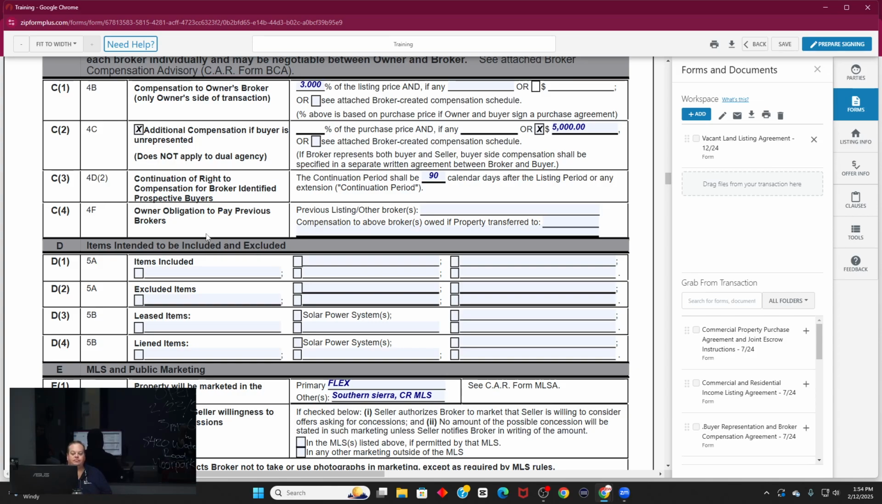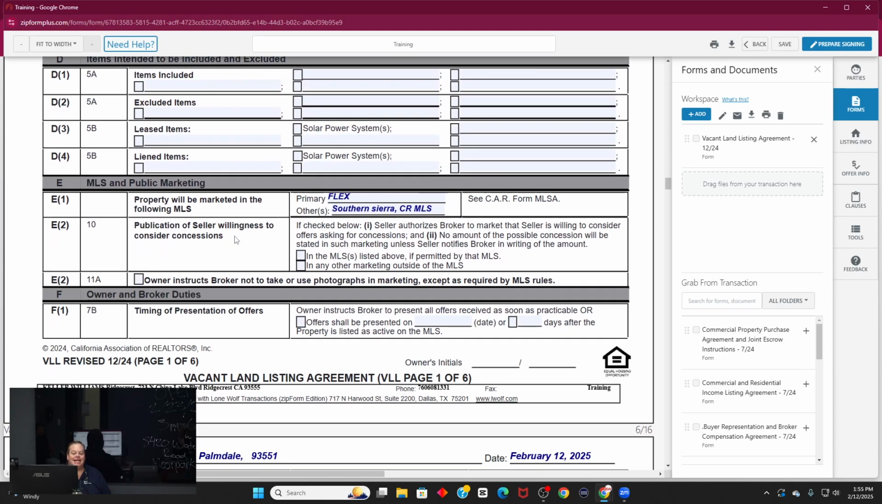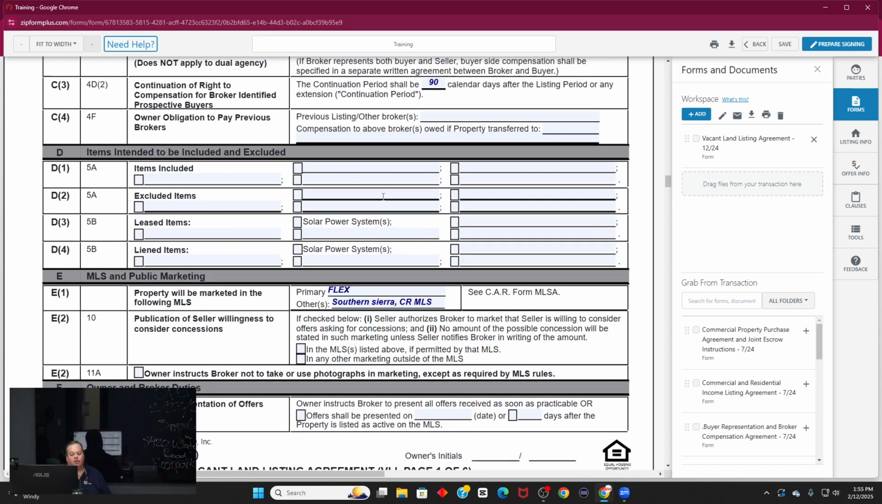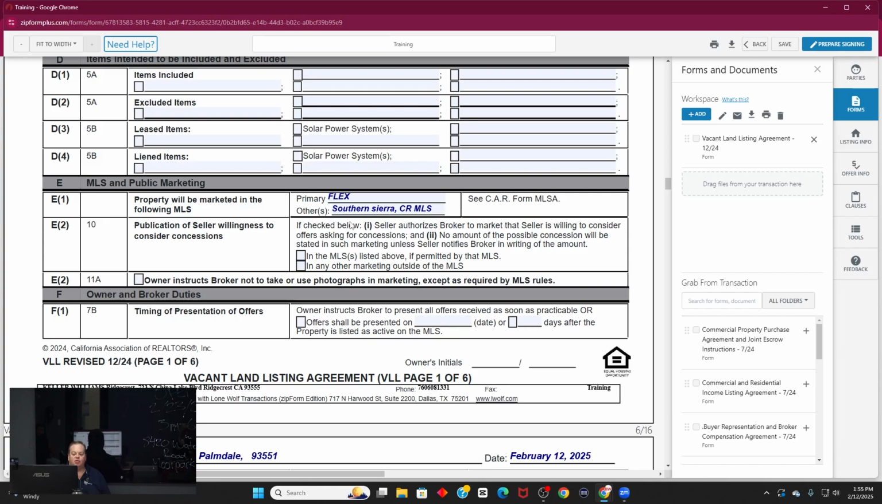Okay? An owner obligation to pay the previous broker. So in the event that the seller was already listed with another broker, and they were in this continuation period with that other broker, then this is where they would disclose that to you. Make sense? Okay. All right, anything that's intended to be included or excluded would go in here. That's pretty self-explanatory.